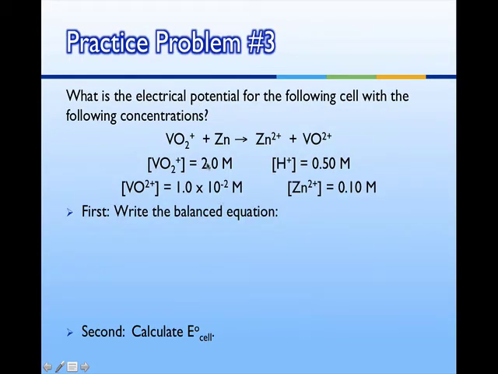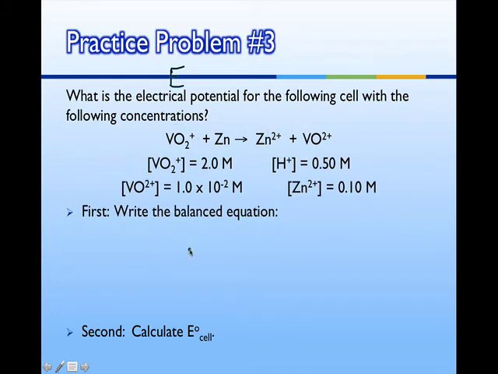All right, this is the last practice problem we're going to do together. It says, what is the electrical potential for the following cell with the following concentrations? So I have my reaction here. It's not balanced, and they've given me concentrations that are not all one, so I'm going to have to pay attention to those. The first thing it wants me to do, because I'm looking for the electrical potential, I'm looking for normal E, not E naught. I want to write a balanced equation. So I want to take this thing and balance it.